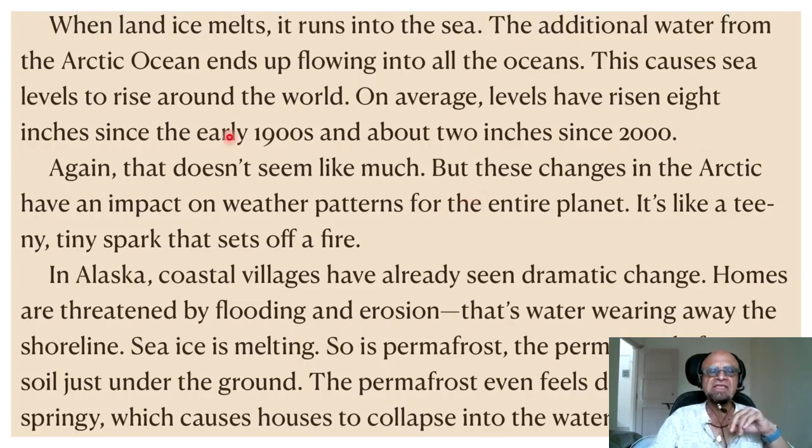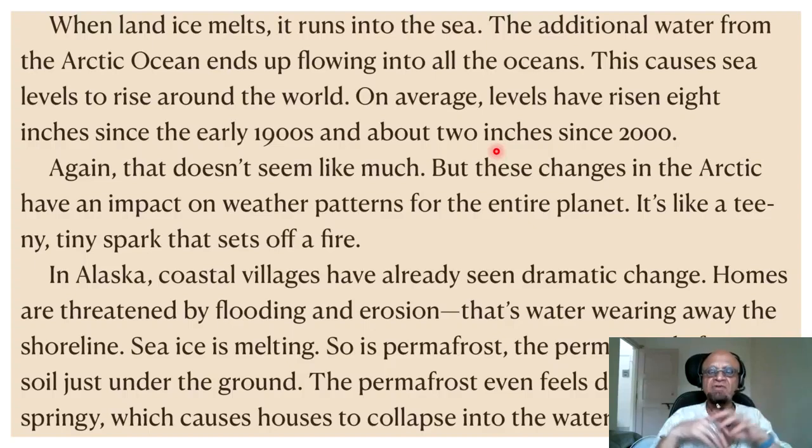So this is saying that it rose 8 inches since early 1900 and just since 2000, 2 inches, which means, what does it mean? That means glaciers were melting. Now they are melting faster and faster, and water is coming into the ocean faster and faster. Sea level is rising faster and faster. But remember that we are looking at the global average sea level rise.